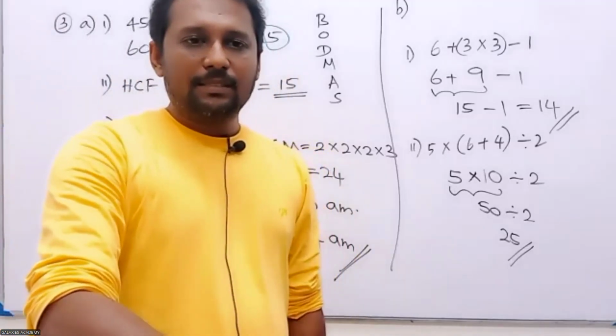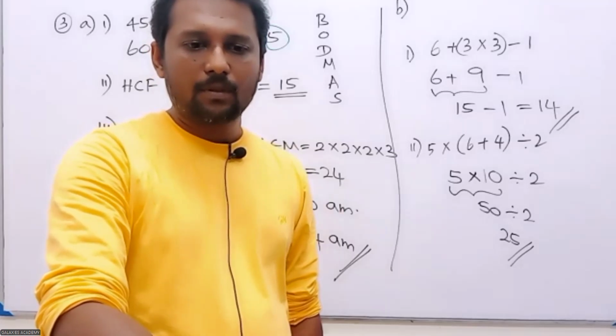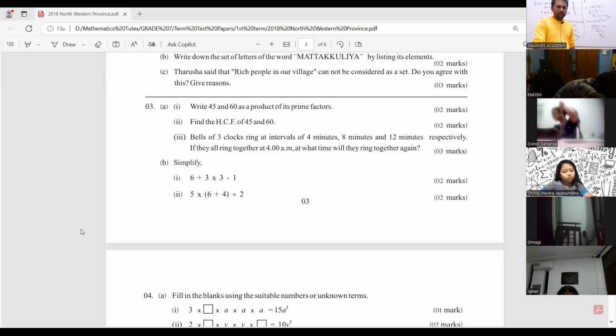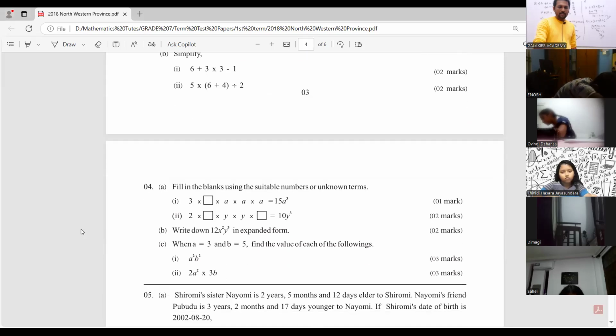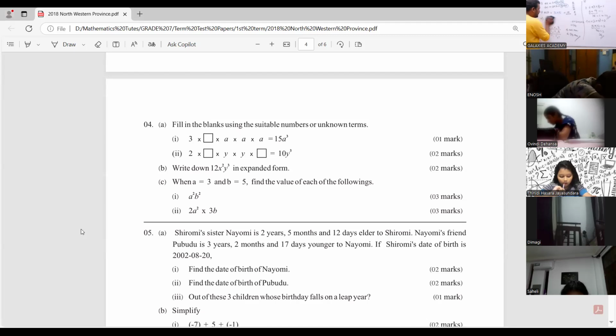Right. They are the answers for the third question. Then we can go to the next one, number 4. Fourth question given from indices lesson.